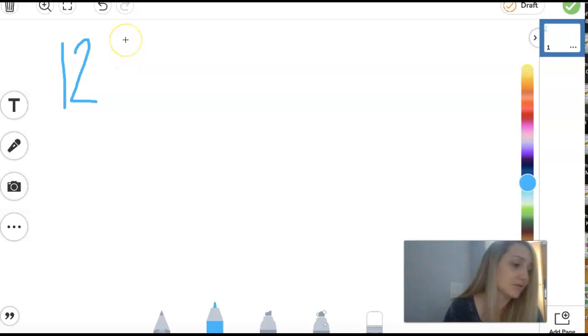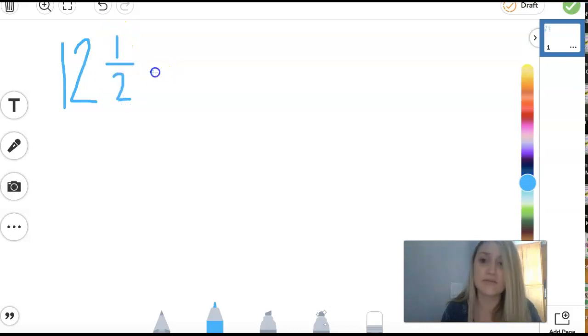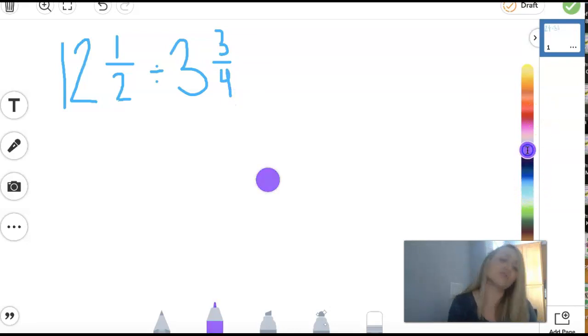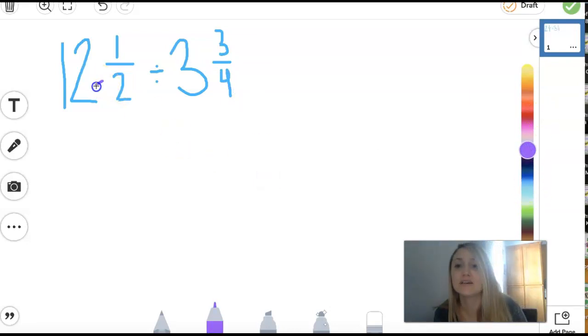So I'm going to start off with the example they gave at the top of page 287, under step 1, step 2, and step 3. So I have 12 1/2 divided by 3 3/4. Okay, so first thing, same rule like we do in multiplying, is we have to make these into improper fractions.